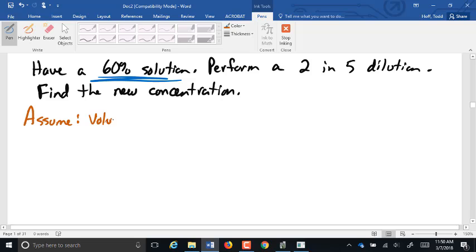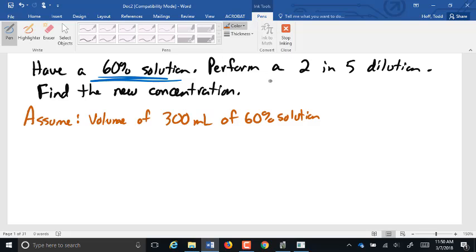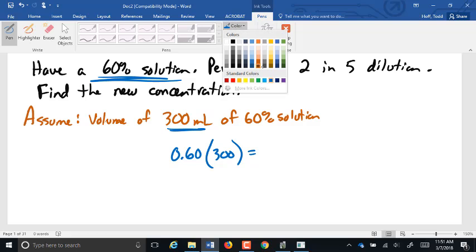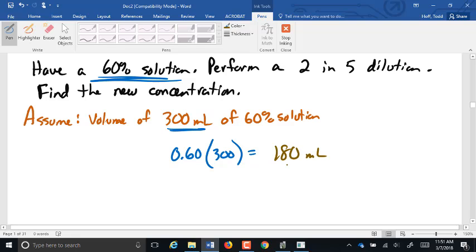Assume a volume of 300, well, we can pick whatever. I'm going to use 300 milliliters of the 60% solution. We could have chosen 100 milliliters, 1,000 milliliters, whatever we wanted to. So what that tells us now is out of that 300 milliliters, 60% or 0.60 concentration times 300 equals 180 milliliters of whatever our serum is, our active ingredient.